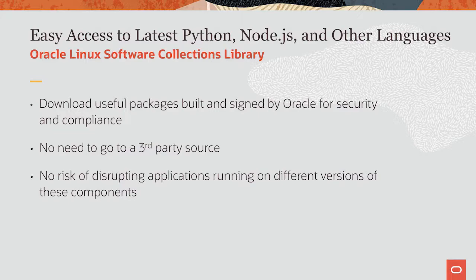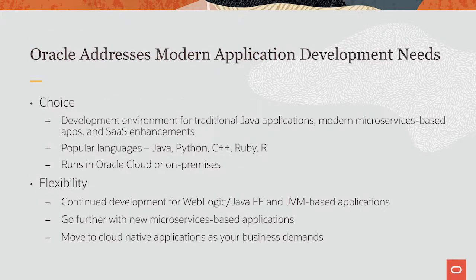We have all these languages available. So when I talk about Python and Node, all this stuff is available in the Oracle Linux repositories. You just type yum install Python 3.7 and off you go. It's all signed. You don't have to worry about any of these things from a third party. So choice and flexibility is really what all this is about. We want to make sure that people with existing WebLogic applications and existing environments can continue, but we also want to make sure that we support the future of application development with cloud-native environments and so forth.